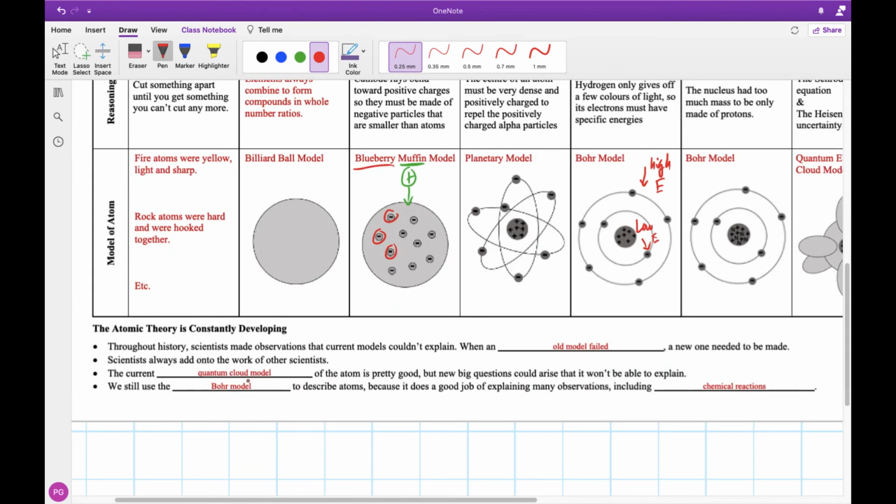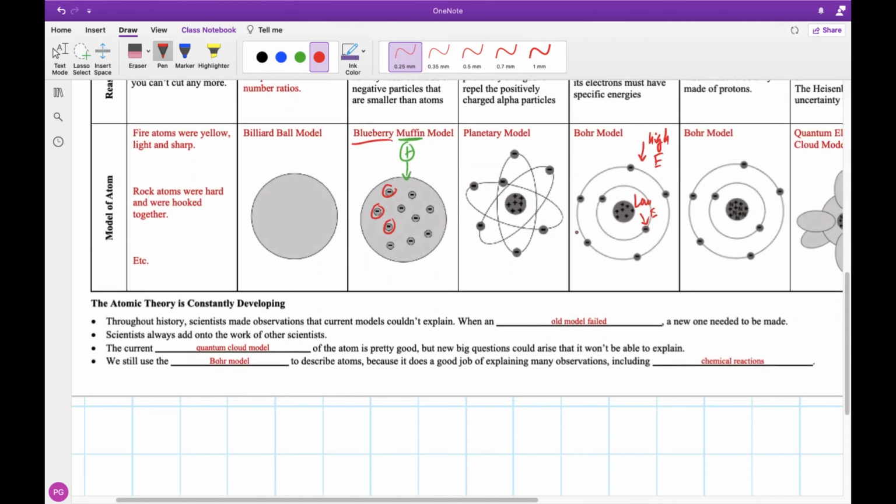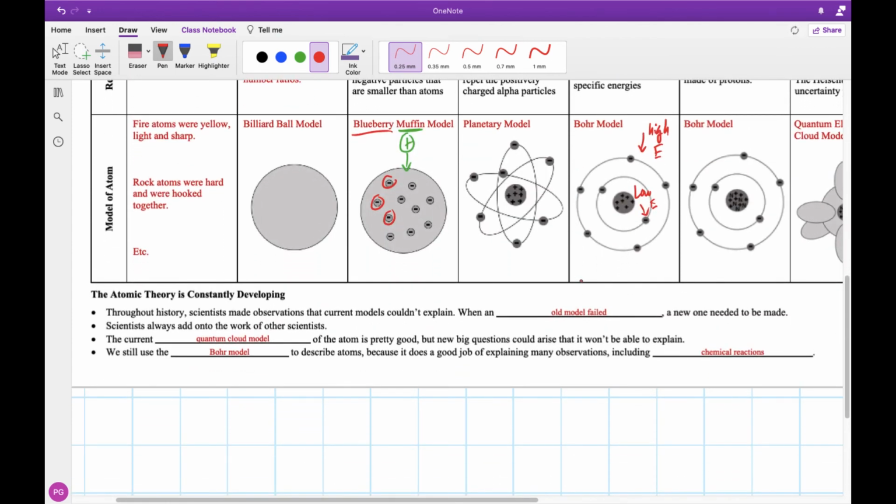The important thing about atomic theory is that it is constantly changing. Throughout history, scientists made different observations that their models couldn't explain, and when an old model failed, they had to make a new one. They're always working with other scientists. You'll notice how this picture is slowly evolving and that lots of people were involved. There were even more people involved that didn't get named on this list here, hundreds, even thousands of scientists.